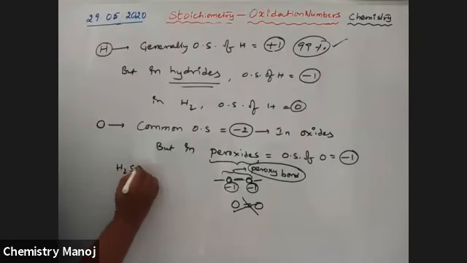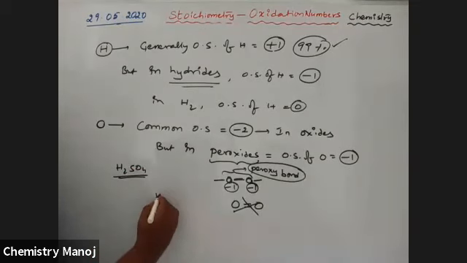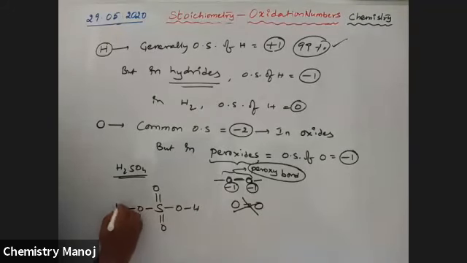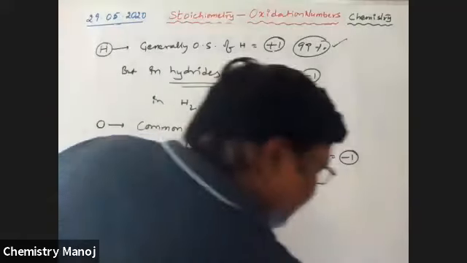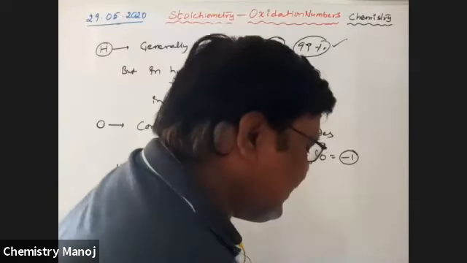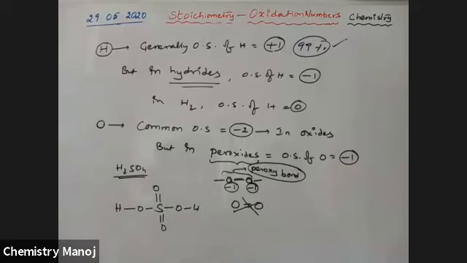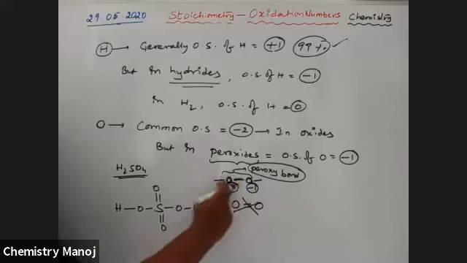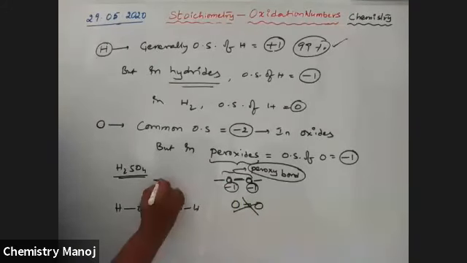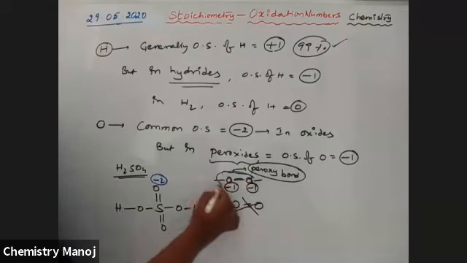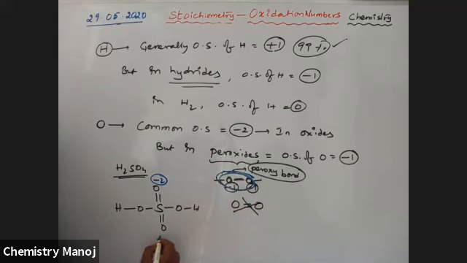H2SO4. Its structure is sulfur, double bond O, OH, OH. This is the structure of H2SO4. Now, what are the oxidation states of these elements? See here. Oxygen generally, is this oxygen with an O-O single bond linkage? No linkage is there. Now, it has the -2 state. Is this oxygen with an O-O single bond? No, there is not.